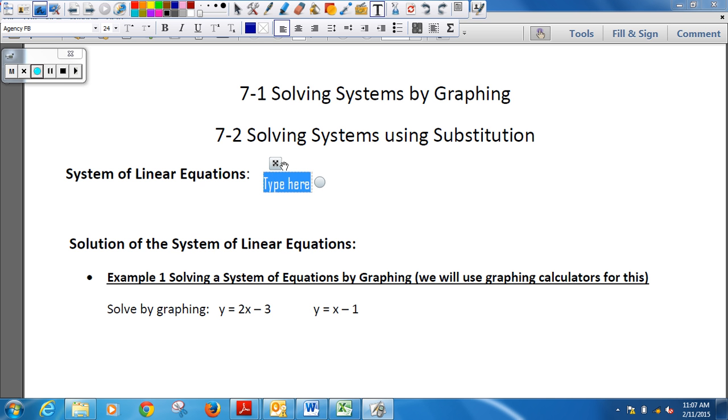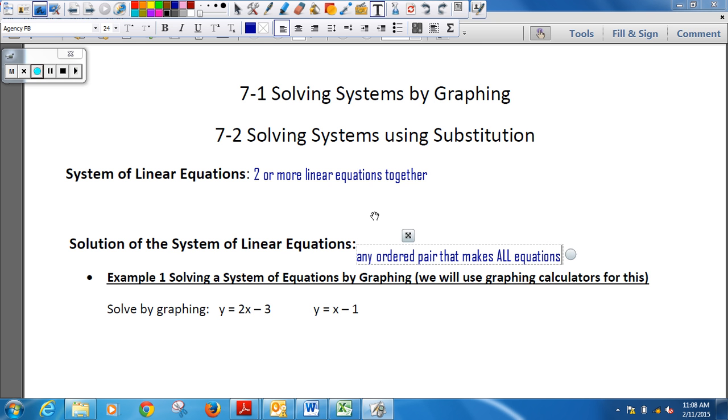The whole chapter will be about systems of linear equations. So linear systems are two or more linear equations together. They're taking two linear equations and putting them together, and sometimes there's more. In this chapter, generally speaking, we will only see two at a time. A solution to a system of linear equations is any ordered pair that makes all equations true. So it has to work in both of them.